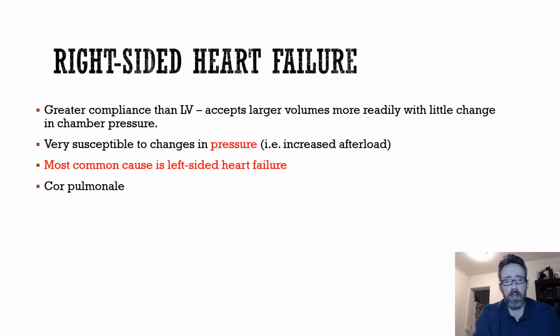Interestingly, though, the right side of the heart is very susceptible to changes in pressure. Okay, so in other words, if there's a sudden increase in afterload, it doesn't adapt as readily or as well as the left side does. The left side is more adapted for that. However, the right side does adapt to changes in volume a little bit better. So it has greater compliance than the left ventricle and accepts larger volumes more readily. So a couple of interesting things there. And cor pulmonale is really referring to lung disorders that affect the right side of the heart.